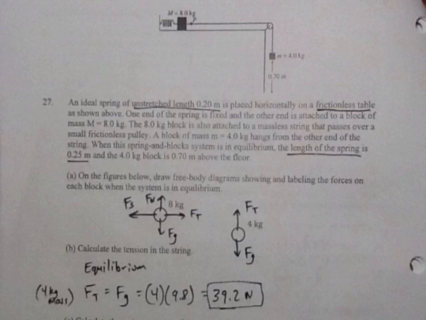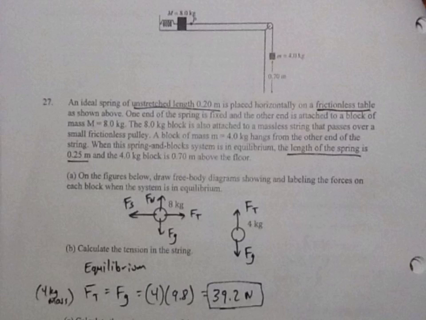Now similarly, for the 8 kilogram mass, there's force of gravity acting down. There's also tension in the rope, but now the rope is on the right side of the 8 kilogram mass, so it's to the right. There's a normal force up because it's on a surface. Normal is always perpendicular to the surface. And on the other side of the 8 kilogram mass, there's a spring, so there's a spring force holding it back.